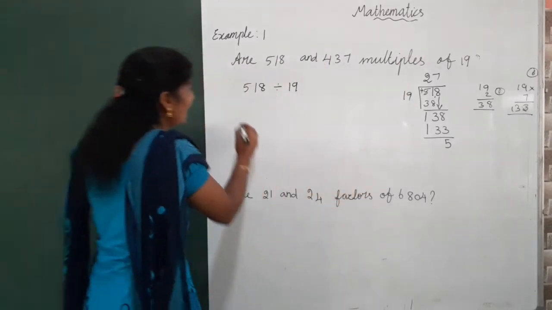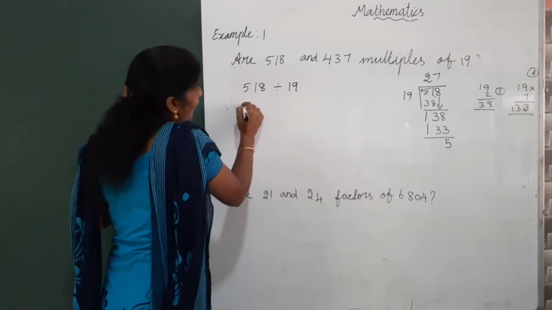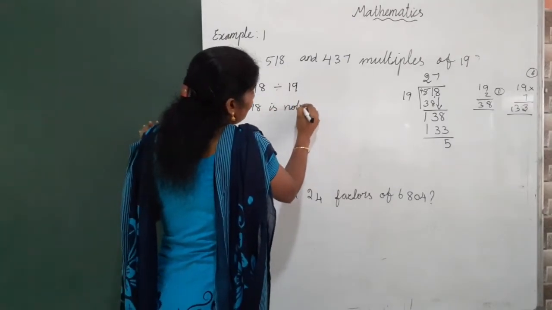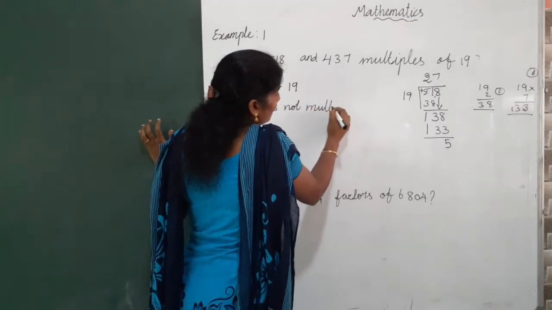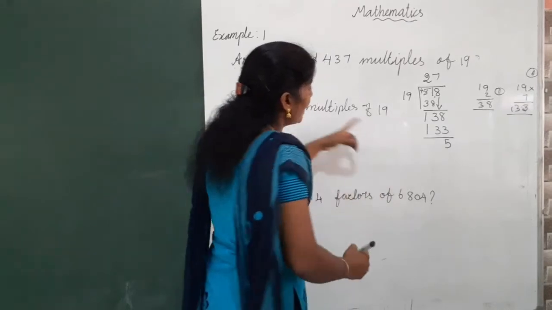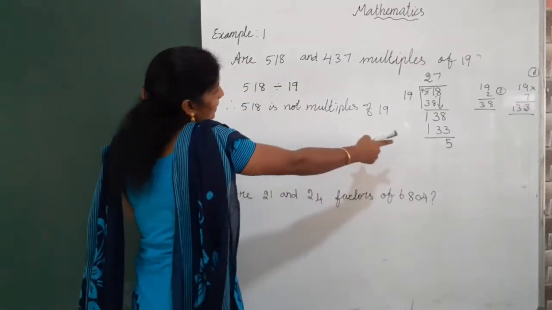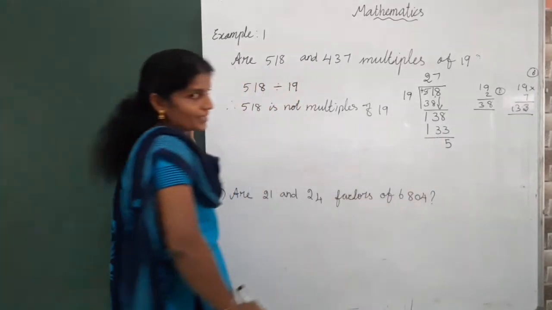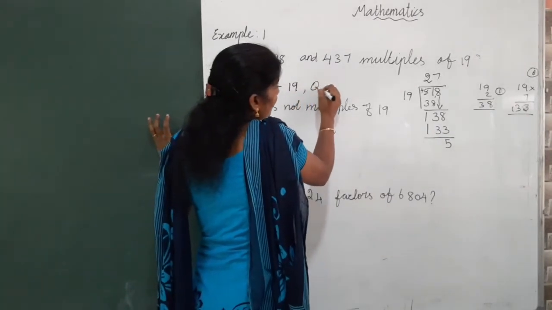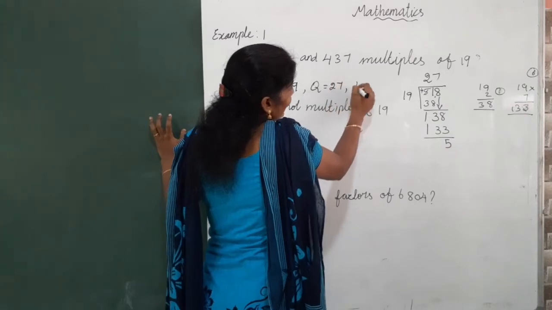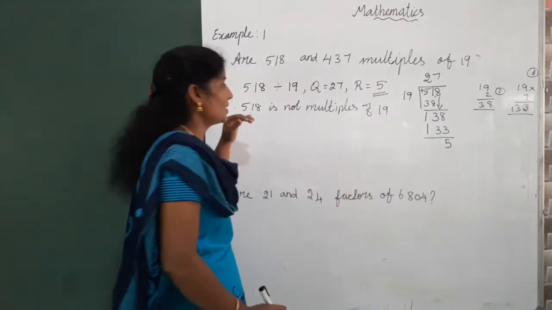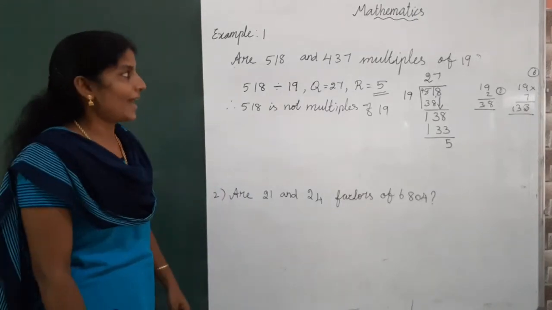518 is not multiples of 19, because here remainder is 5. Isn't it? So we can write here quotient q is equal to 27, then remainder is equal to 5. Remainder is 5. So this is not multiples of 19.